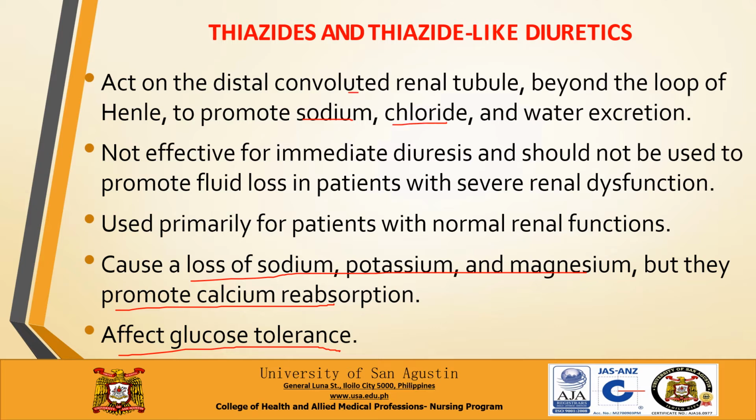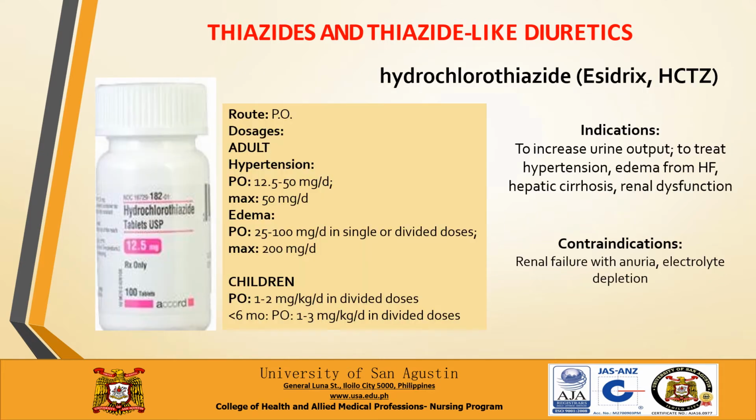Because again, sodium can increase your blood pressure, no? If we deal with the renin-angiotensin-aldosterone system, sodium could increase your blood pressure. That's why it needs to be excreted. Okay, so the same goes with your potassium and magnesium, because potassium also increases the contractility. If you increase the contractility, the blood pressure increases as well. So the very common thiazide-like diuretic is your hydrochlorothiazide or your HCTZ.